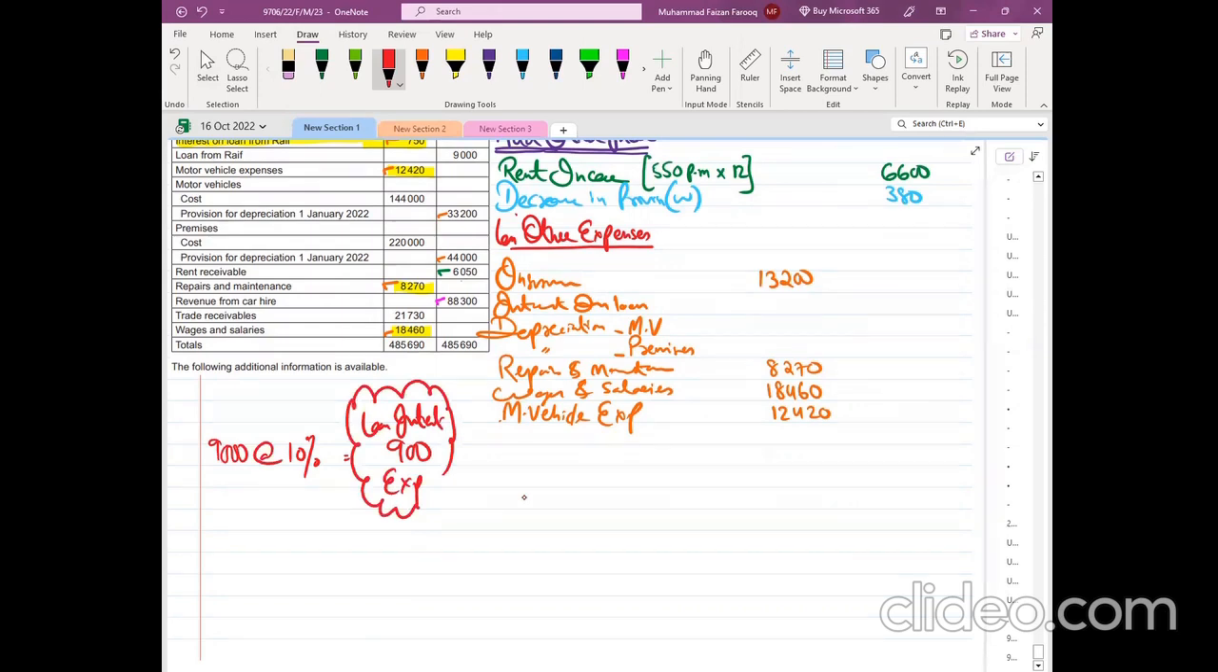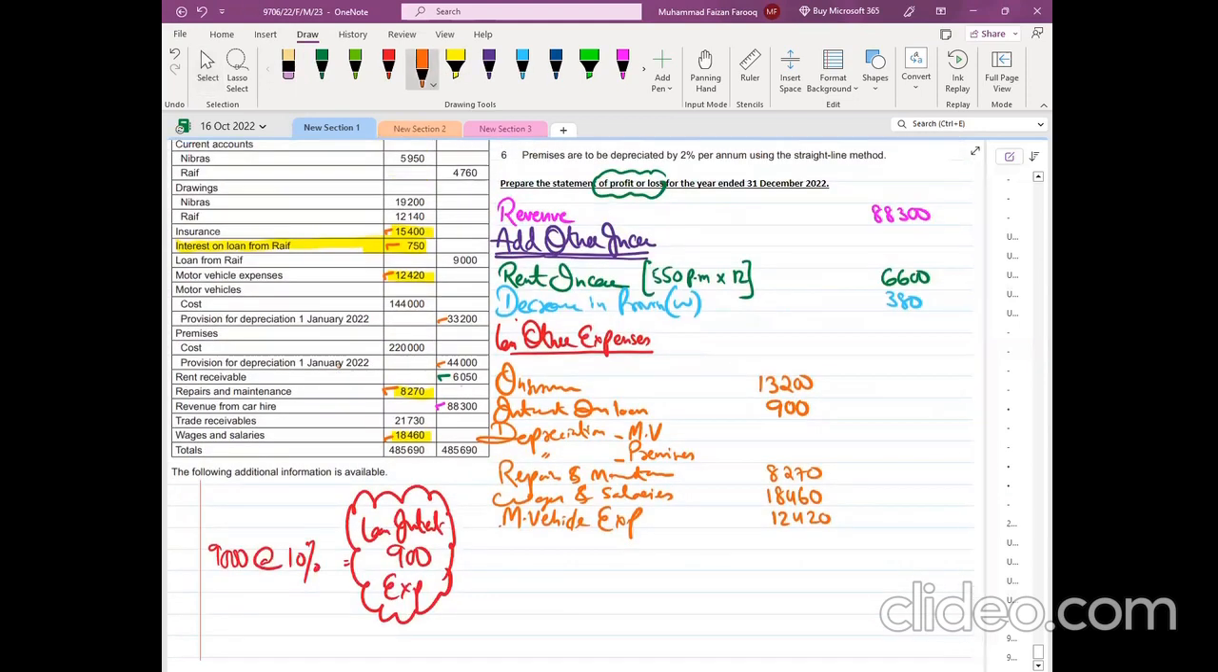So we should record the loan interest for the year, which is 900, not 750. The 750 they calculated is not correct. What we calculated is correct. The loan remained outstanding for the whole year, meaning 10% for the year. 9,000 is the loan amount, 10% for the year becomes 900 expense, which I just recorded. A simple and easy way to calculate.